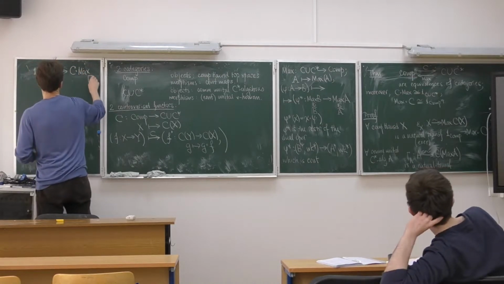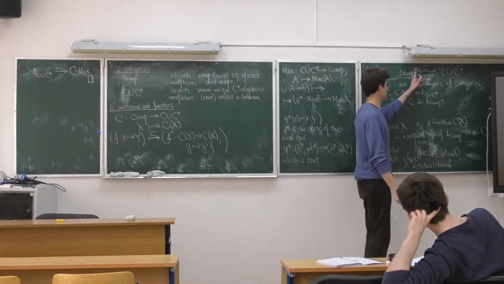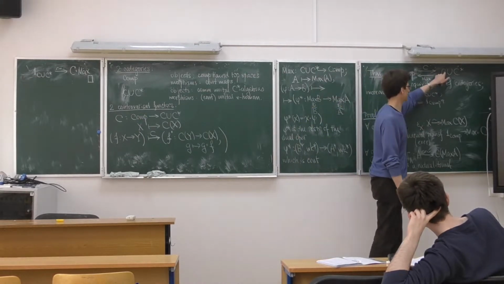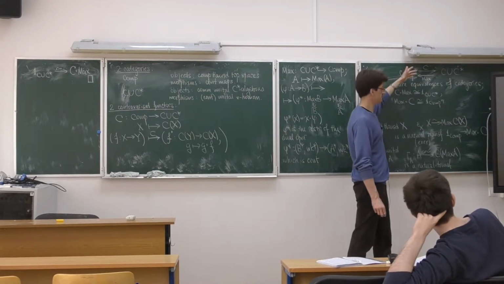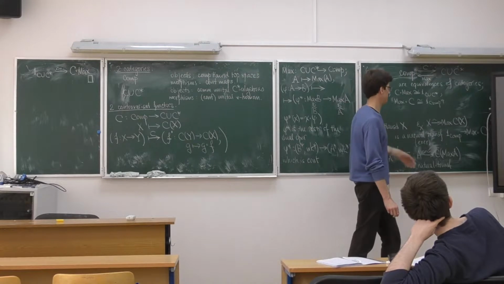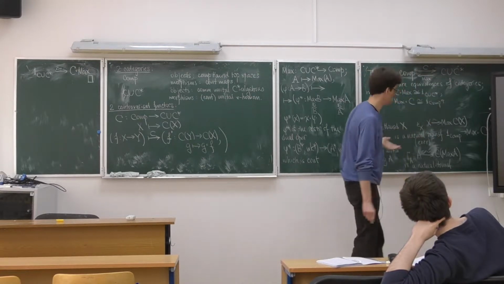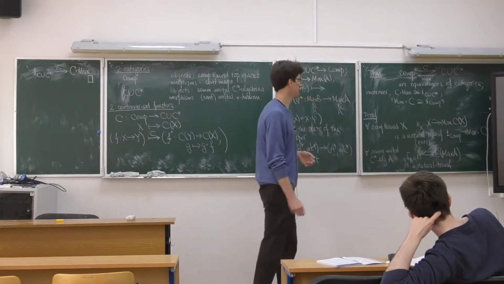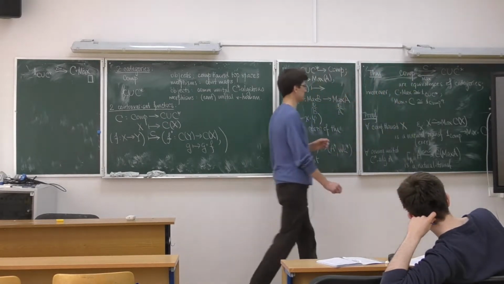And this completes the proof. So we see that if we go from left to right and then come back by max, then we get something which is isomorphic to the identity functor. And the other way around, if we go here and then come back here, then we get something isomorphic to the identity functor. This means exactly that these are equivalences of categories.